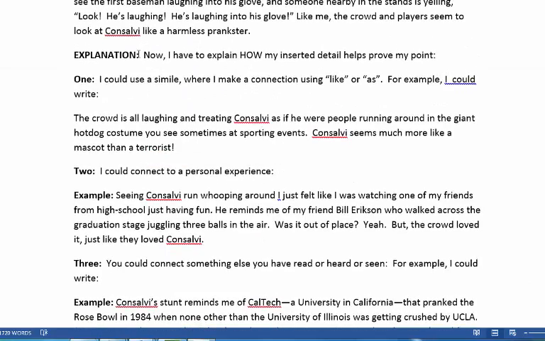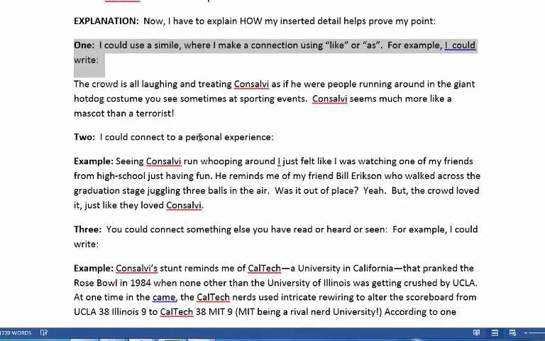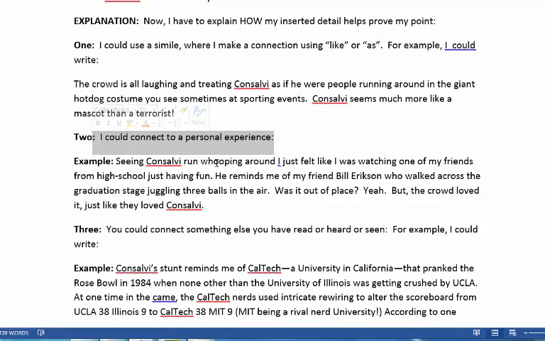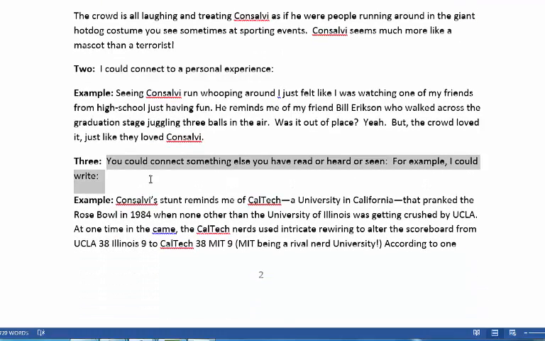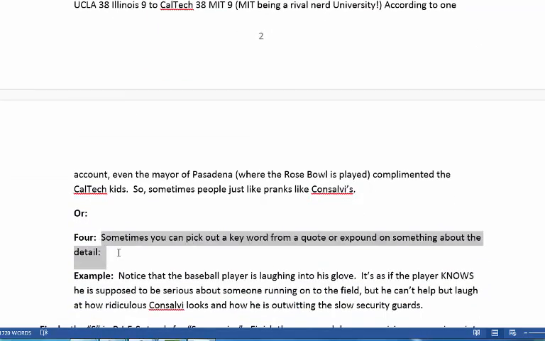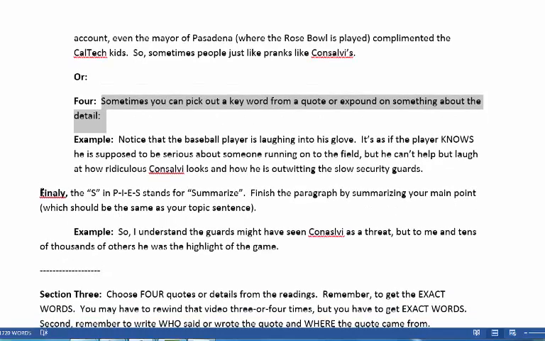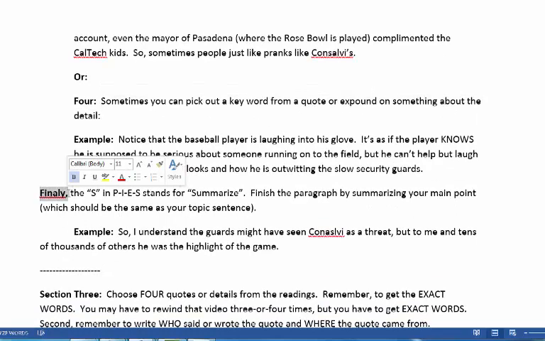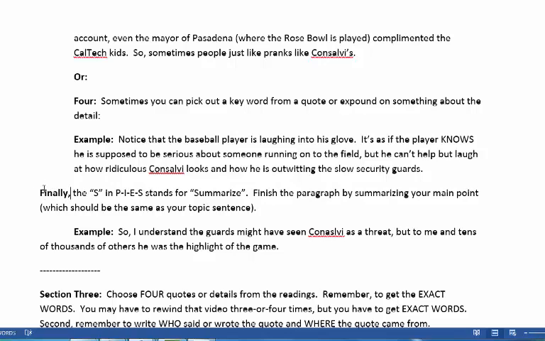So I've just shown you four different ways you can do the explanation part of a PIES paragraph. You can add a simile, say it's like or as something. You could connect to a personal experience, something it reminds you of from your own life. You could connect to a movie or a book or a current event or something else it reminds you of. That's a nice way of explaining. Or four, you could just pick out a specific detail or a word or something from the quote and expound on that a little bit, explain a little more how that helps prove your point. All right, finally. Oh, I got a little typo there. I guess even I need to look back at what I write, huh?